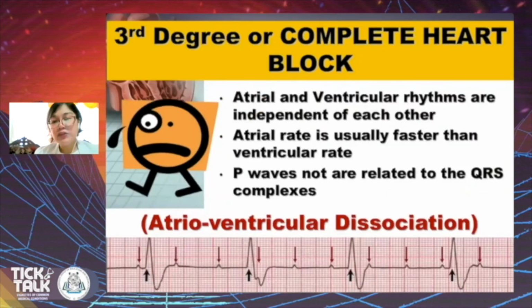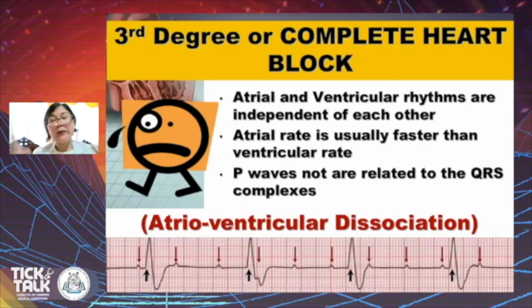Similarly, your third degree AV block or your complete heart block is characterized by atrioventricular dissociation. So here in this example, we get to see that the atrial and ventricular rhythms are independent of each other. So the atrium fires, usually it fires at a much faster rate. We know that for a fact. But your ventricle also fires on its own at a much slower rate. So the P waves, as seen in this particular ECG tracing, is not at all related to your QRS complex. So there is actual atrioventricular dissociation.